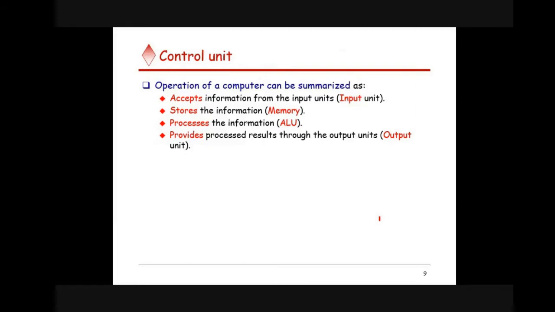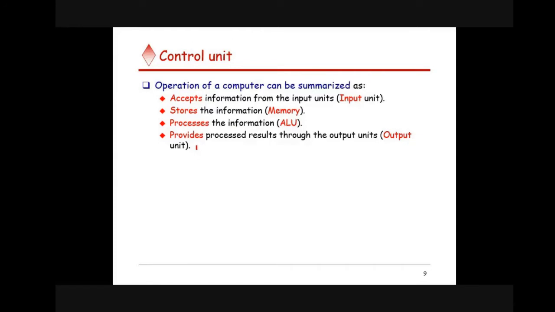And the last one is our control unit. Already we have seen these operations. Accepting the input, the input unit does. Storing it, the memory unit does. Processing it, the ALU does. And providing output, the output unit does.